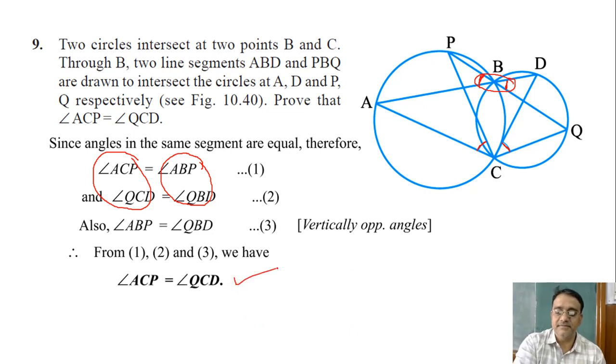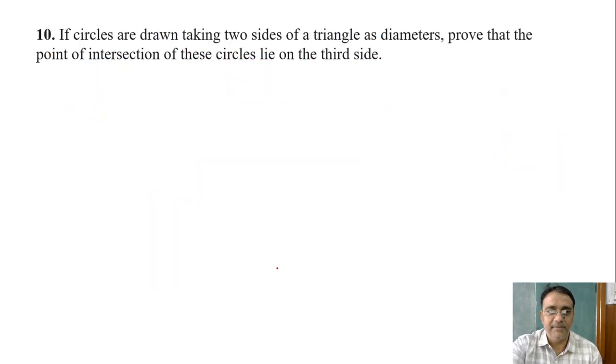Any doubt? No, sir. Okay. So now 10th question. Now this question is very good question. If circles are drawn taking two sides of a triangle as diameters, prove that the point of intersection of these circles lie on the third side.